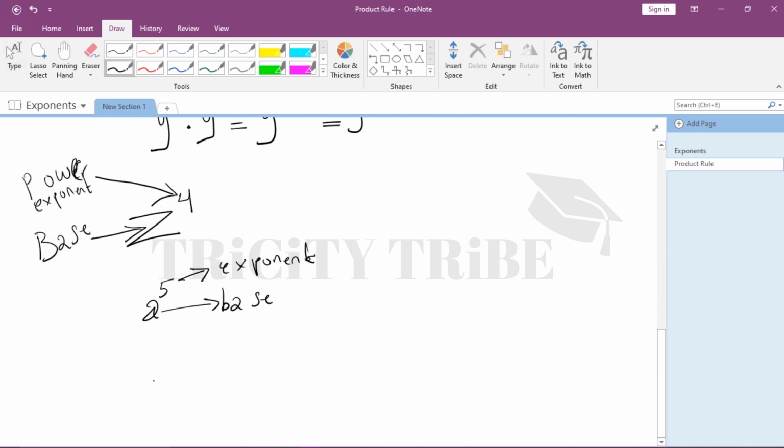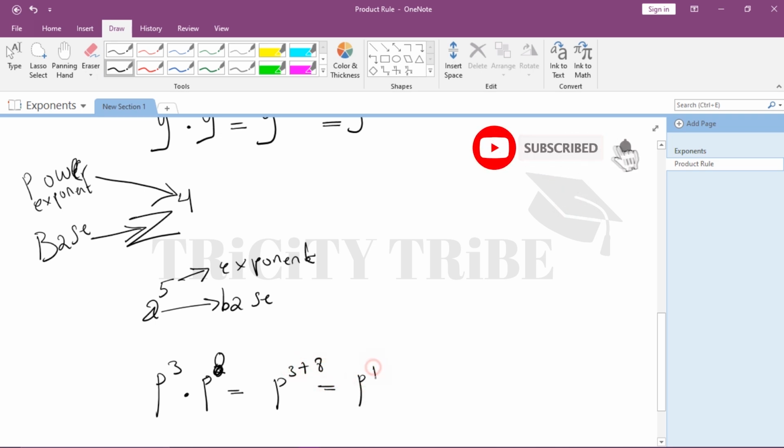If I have p^3 · p^8, that's what? p^(3+8) equals what? p^11. Yes, so that's the answer, p^11.